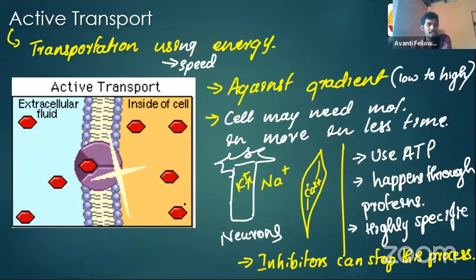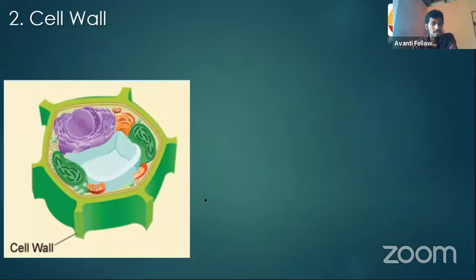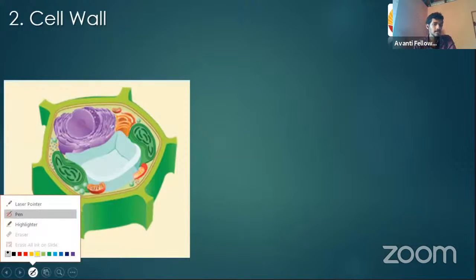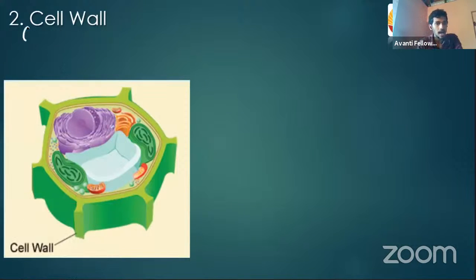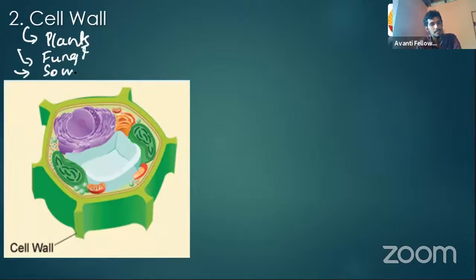Yeah, we can move on then. These are the things related to the plasma membrane and the transportation system. Next will be the cell wall. The cell wall is an important thing which is present in plants and fungi, not all fungi but most of the fungi, and also in some protistans.